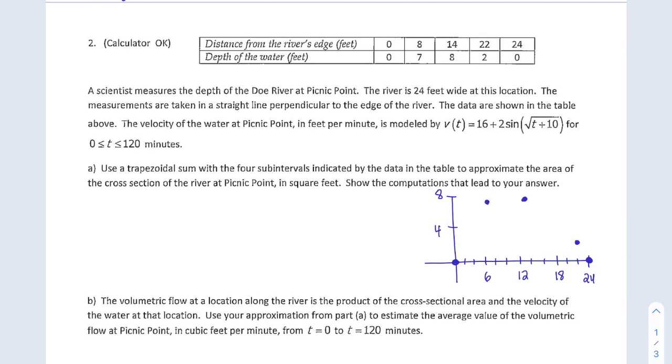So I did a quick sketch of our data points because I think it helps when it starts doing Riemann sums. We're supposed to use trapezoidal, and it said to use the table to dictate our intervals. So we're going to have uneven intervals. That means we have to do each trapezoid separately.